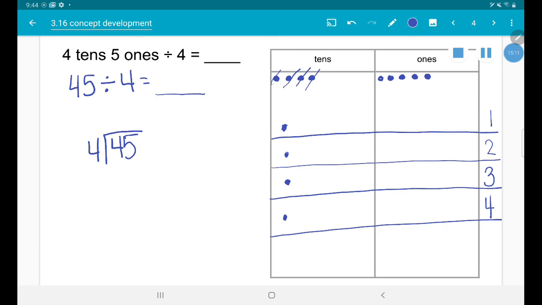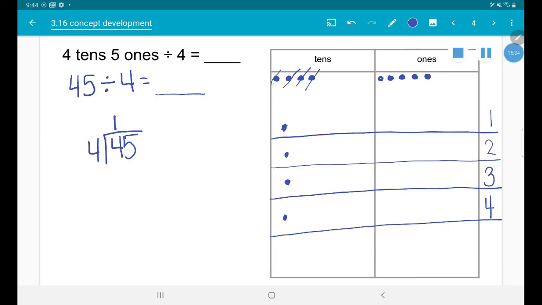All right. So we divided our tens first. We had 4 tens to put into 4 groups. How many are in each group? 1. There's 1 in each group, right? Okay, so where does our 1 go? On top of the house, in the tens place, right above the 4.